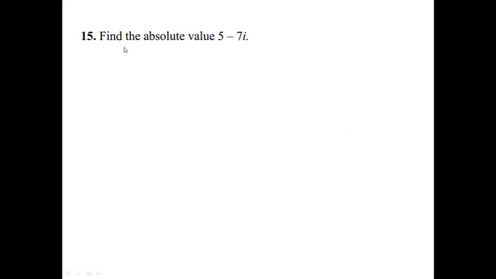All right. Find the absolute value of 5 minus 7i. So the absolute value is basically the magnitude, the distance from 0. So 5 squared plus a negative 7 squared gives me rad 74.